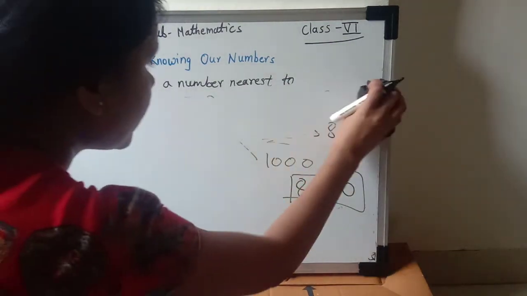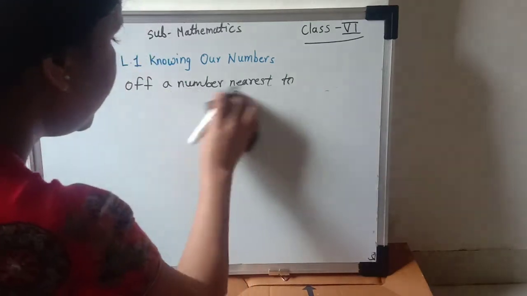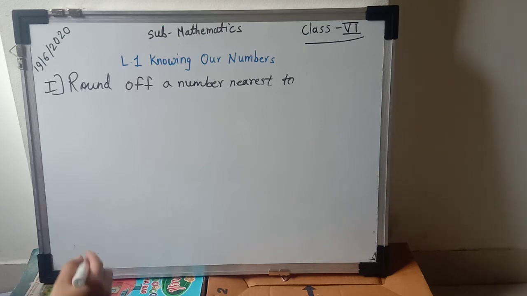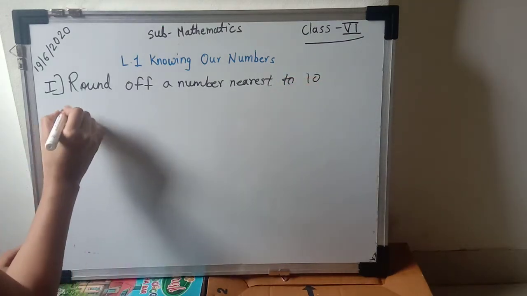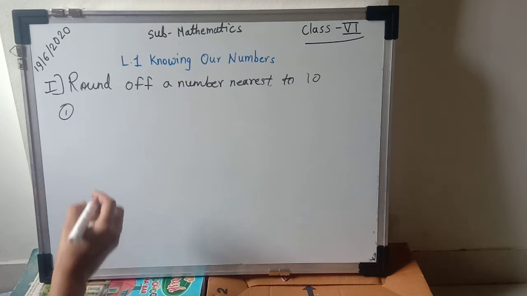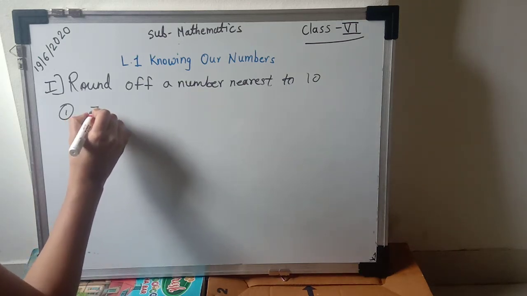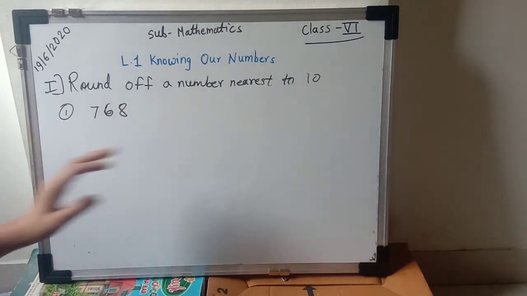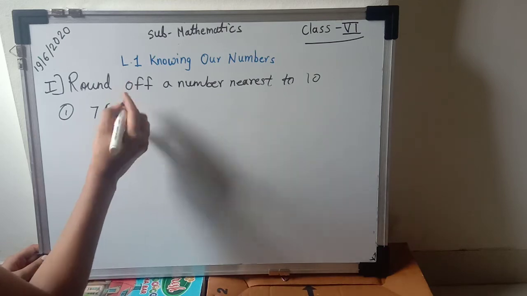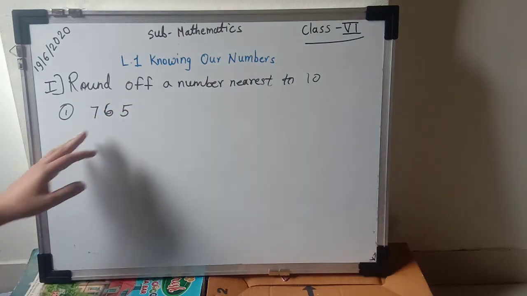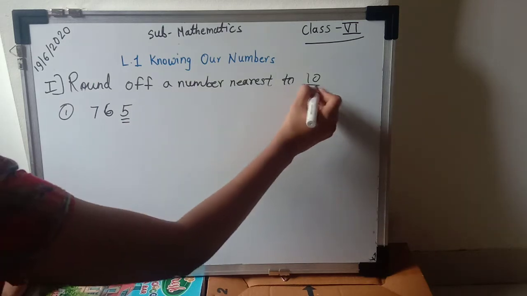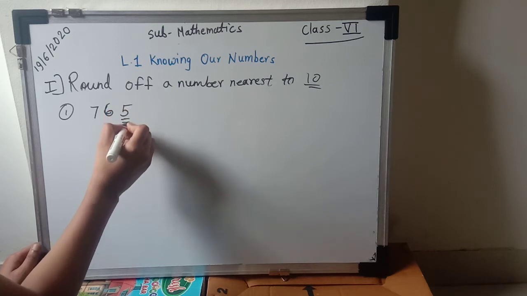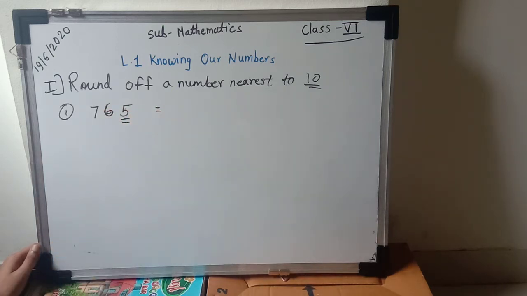Now let's see one more example for each number which is nearest to 10, 100 and 1000. Okay, so here first take 10, and here I will take the number 765, which we have to round up nearest to 10. So what we will do, we will see the ones digit. On the ones place 5 is there, which is 5.